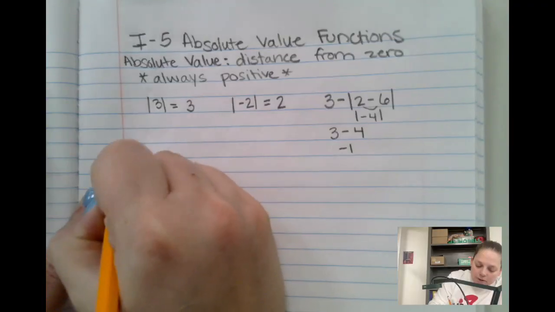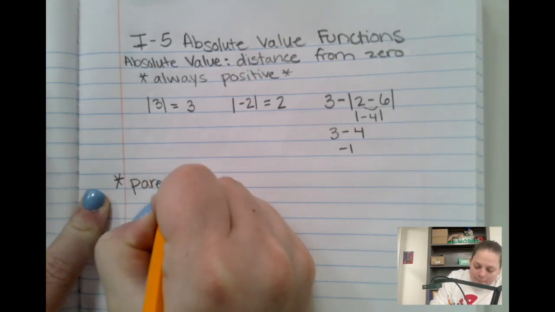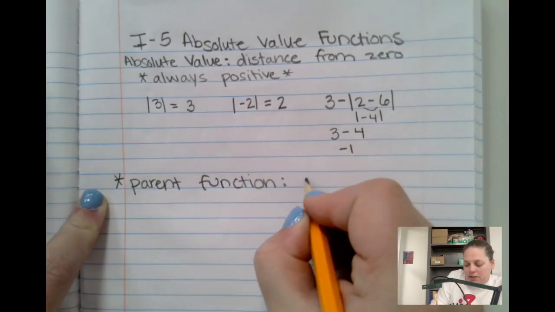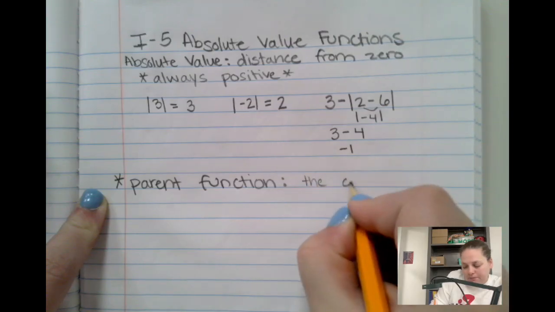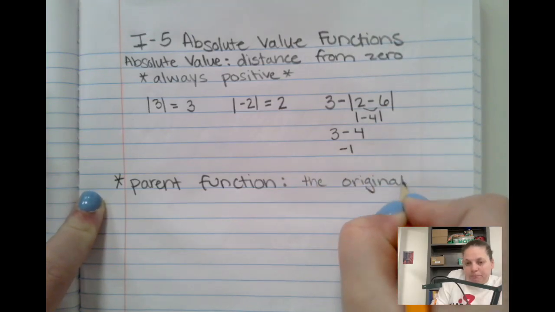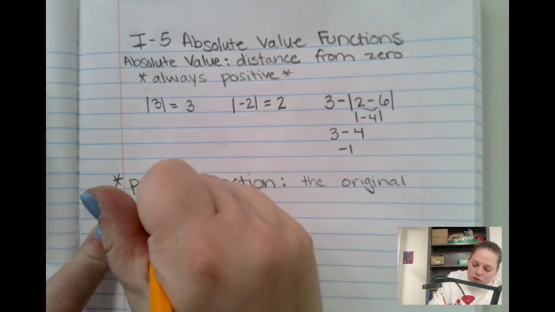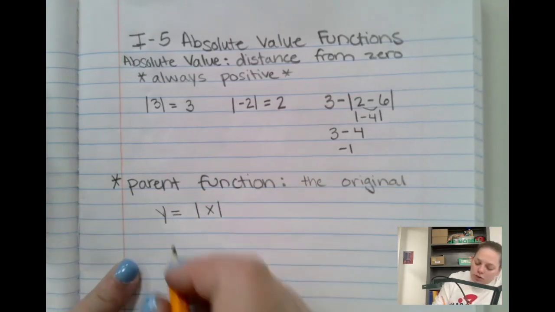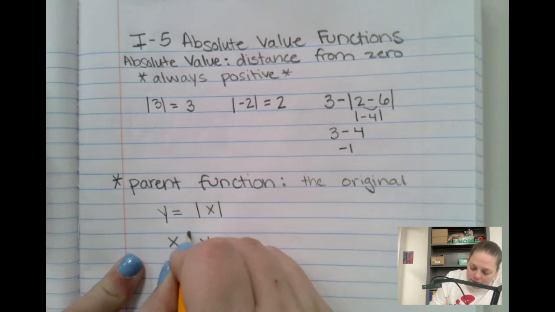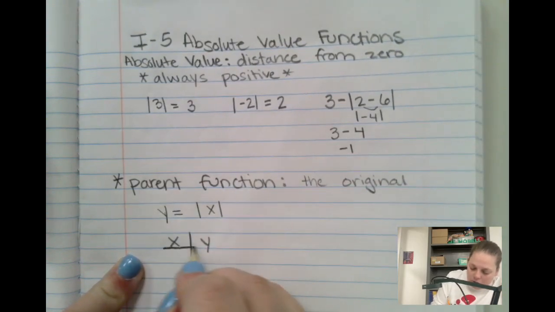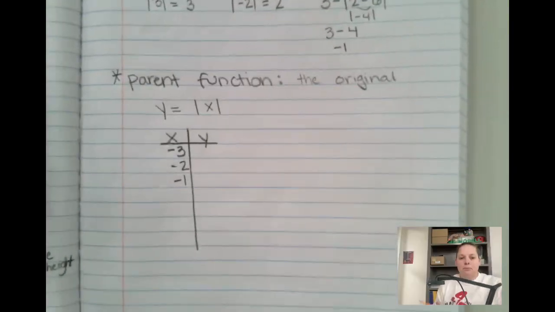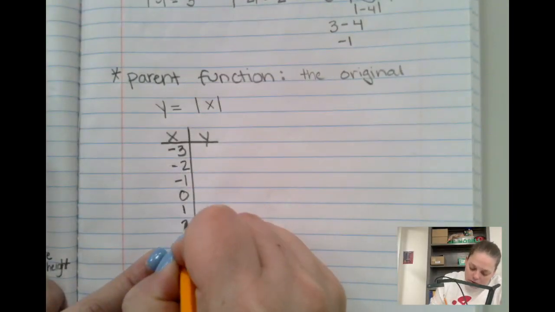This is called a parent function. Okay, a parent function really just means that it's the original. Okay, so our parent function is just y equals absolute value of x. So for this one, we're going to just make a table, x, y. And we're going to do negative 3 all the way up to positive 3. So negative 3, negative 2, negative 1, 0, 1, 2, and 3.